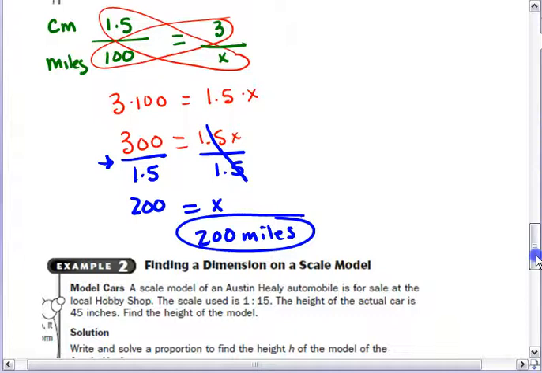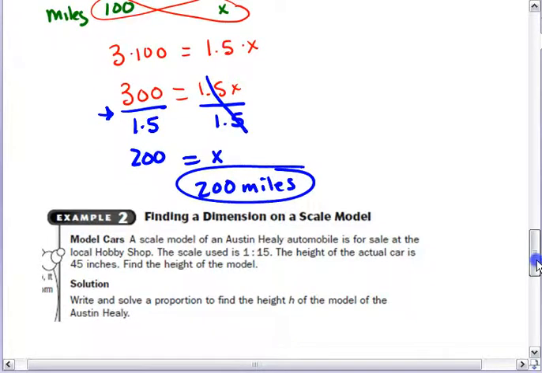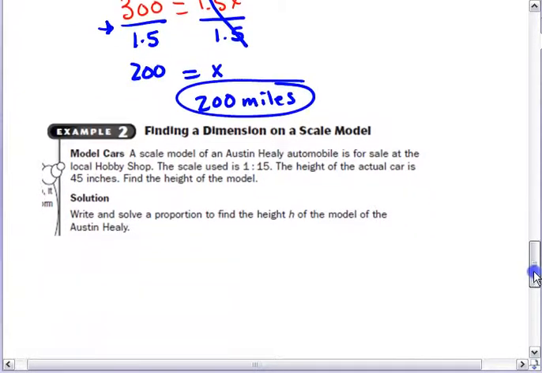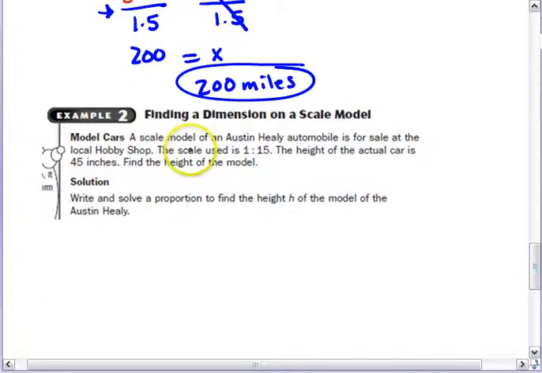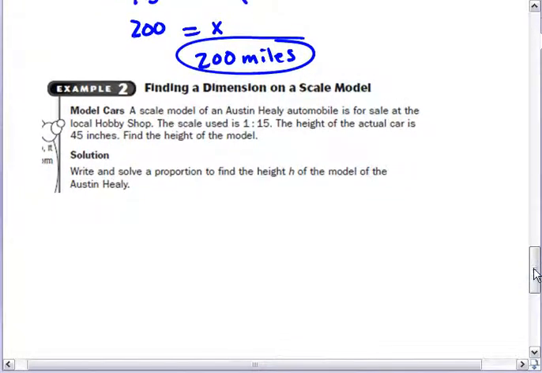Now, let's think about the dimensions on a scale model. I have a model car. The scale model of an Austin Healey automobile is for sale at the local hobby shop. The scale used is 1:5. The height of the actual car is 45 inches. Find the height of the model. First of all, let's think about how we want to write this proportion.